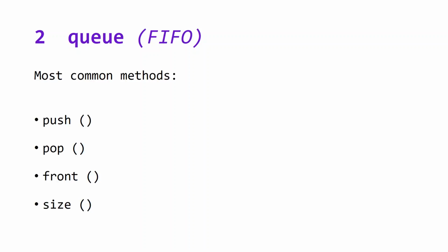Our second data structure is queue. Queue is a first in, first out data structure. Its 4 most common methods are push, pop, front, and size. The complexity of these methods are all constant. Note that the asterisk next to the push complexity is for the same reason as stack.